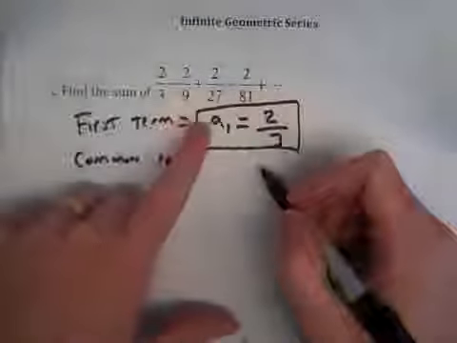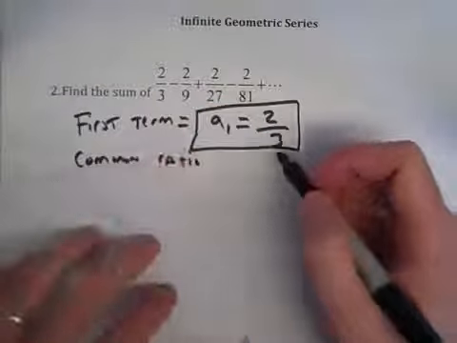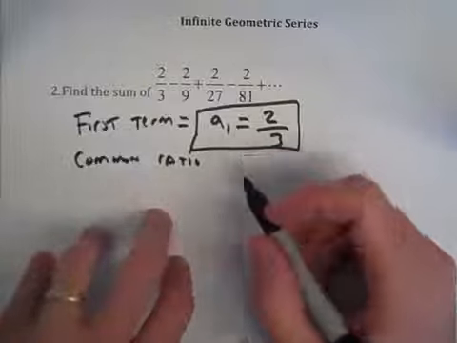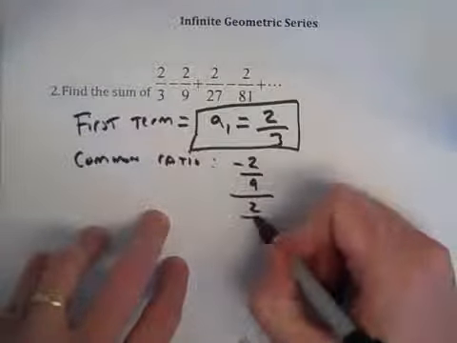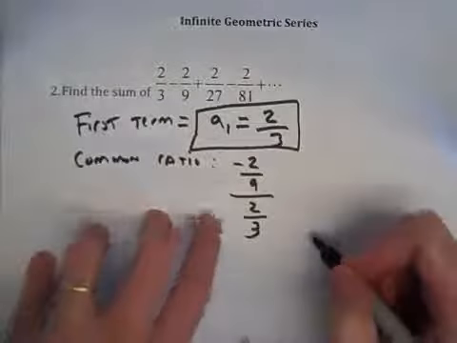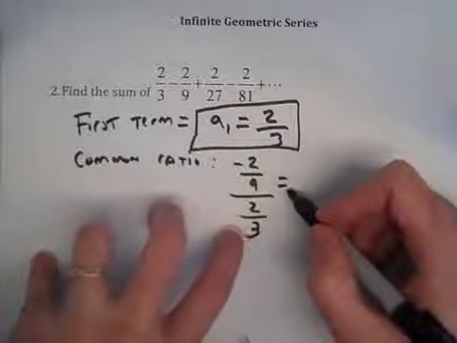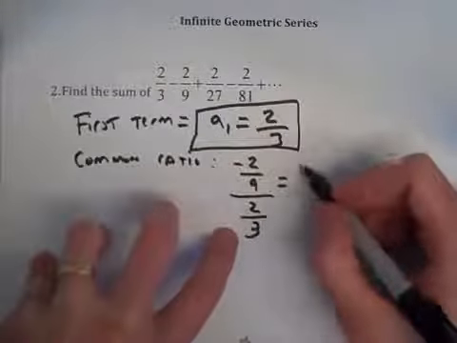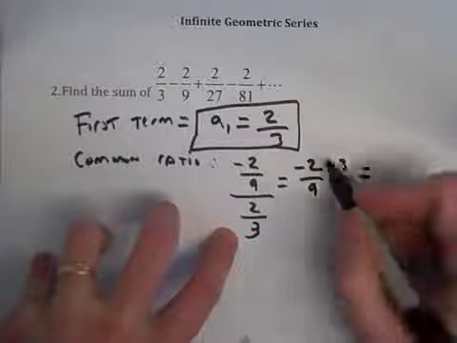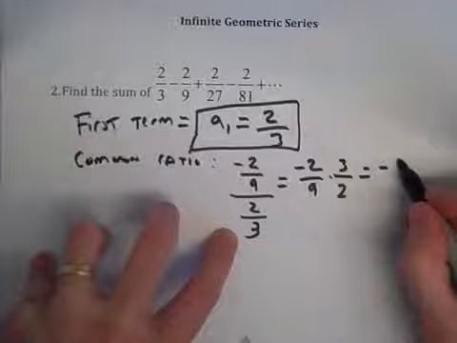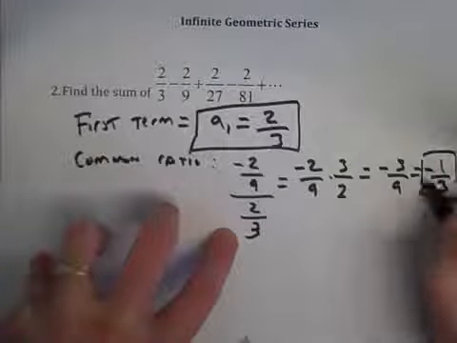I'm not going to start by using 2/81 and 2/27, I think those numbers are harder to deal with. So I'm going to do 2/9 and 2/3. You can see pretty clearly that the common ratio here is going to be negative because you have a negative divided by a positive. And when we multiply by the reciprocal of 2/3, it looks like we get negative 1/3 as the common ratio.